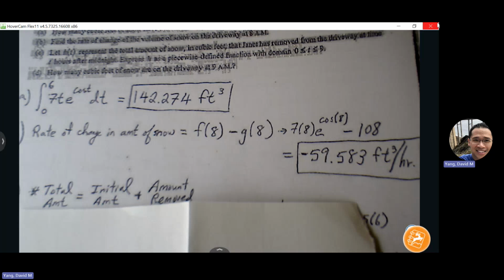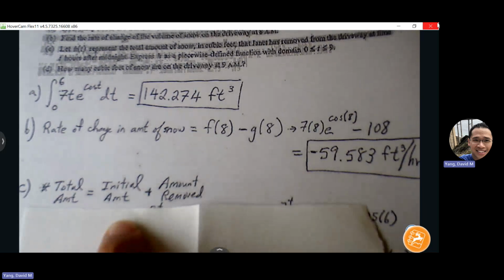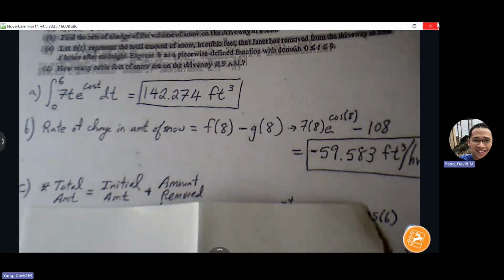Okay, part C. Let H represent the total amount of snow removed from the driveway. So we're going to be using this formula as well. Total amount equals initial plus amount removed, but it's a little bit different because we're maybe not used to dealing with piecewise functions and how piecewise functions work.